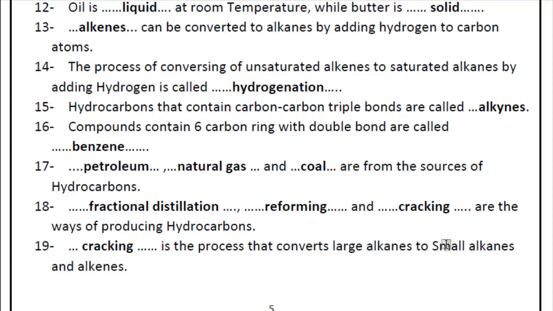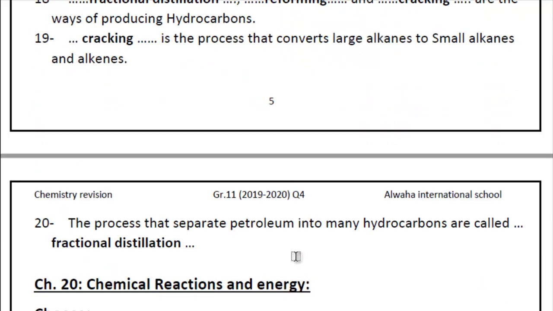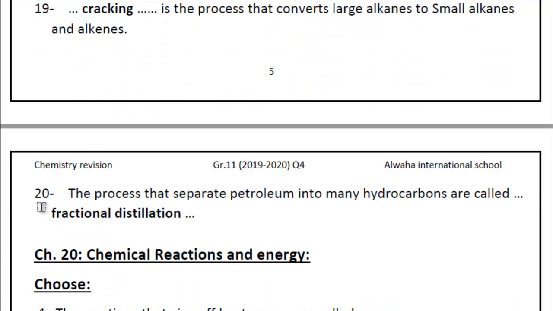Number 18, what are the ways of producing hydrocarbons? Fractional distillation, reforming and cracking. And cracking is a process that converts large alkanes to small alkanes and alkenes. After that, number 20, the process that separates petroleum into many hydrocarbons is called fractional distillation, where we separate petroleum into many hydrocarbons.